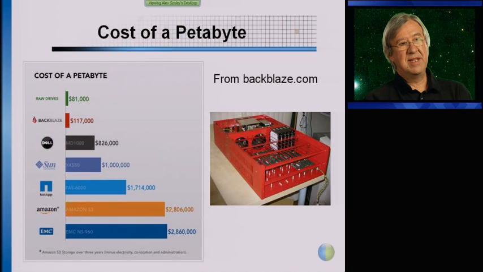What's the cost of a petabyte? So this is from a website called backblaze.com. They put together this chart. So the price of raw drives, as of about a year ago, was about $80,000. Then they built a homegrown chassis for about $117,000 with motherboard and memory and CPUs. If you buy the same system from Dell, they will charge about $800K. From Sun, it was $1 million before the Oracle takeover.